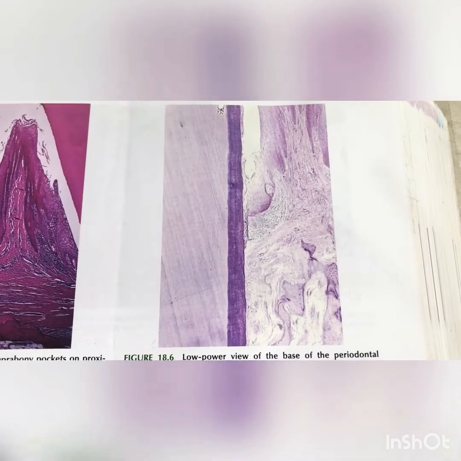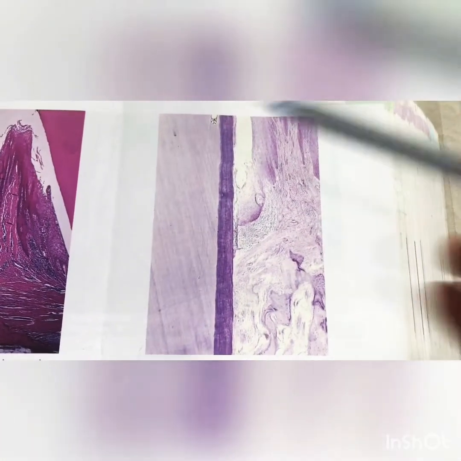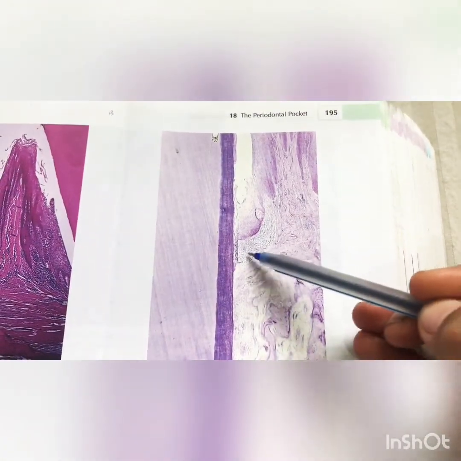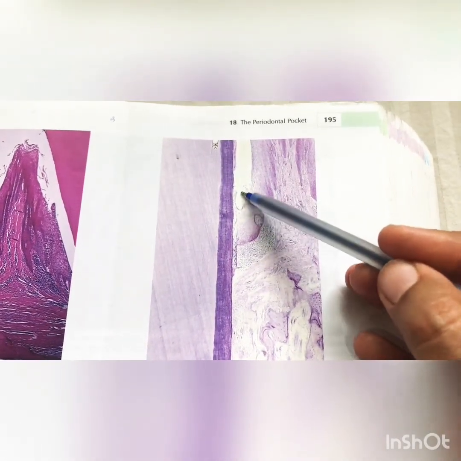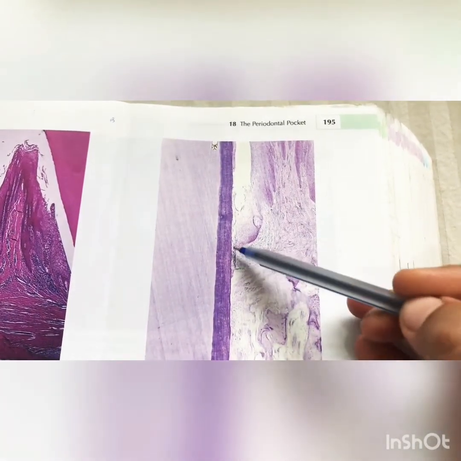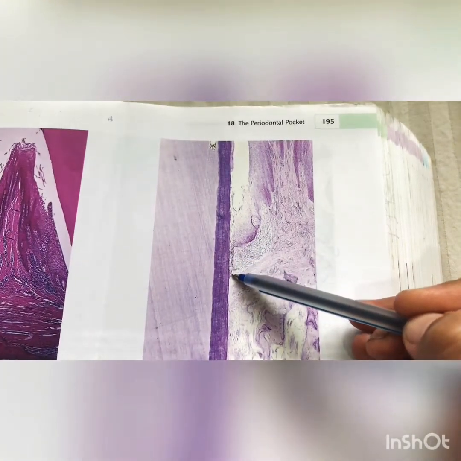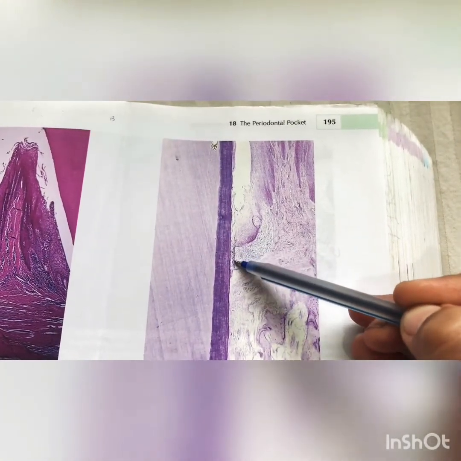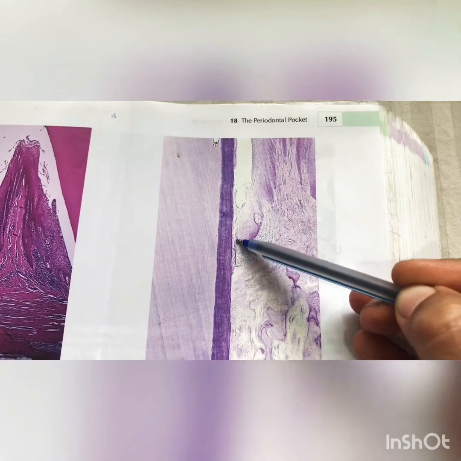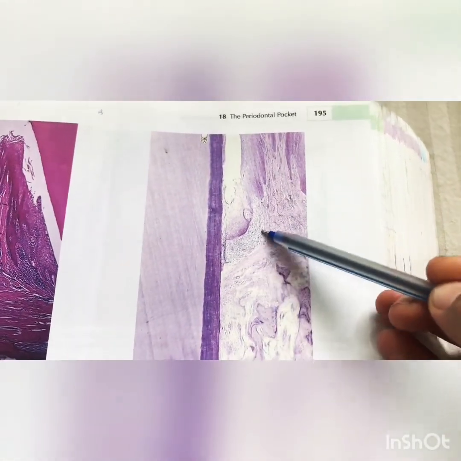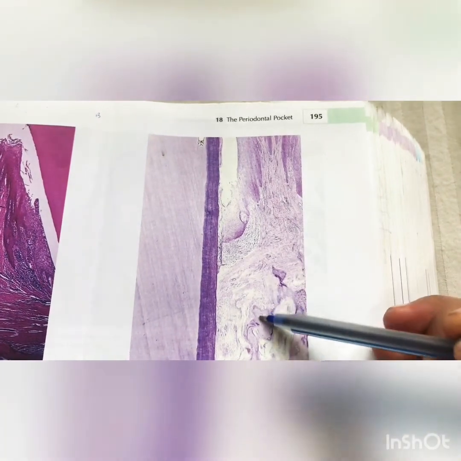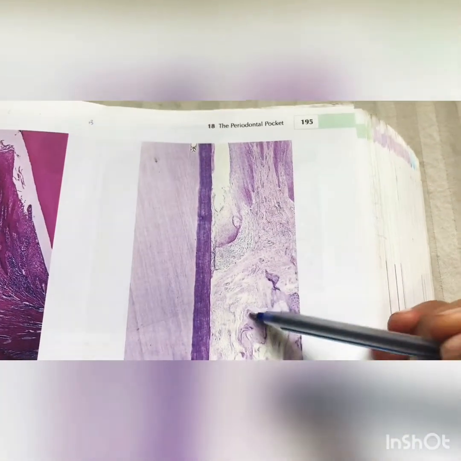This is a very beautiful histological picture in which one can appreciate the breakdown of collagen fibers just below the junctional epithelium. There should be PMNs present over here in the sulcus area, but one can appreciate the finger-like projection over here of your junctional epithelium. As you can see, there is a lot of cellular and fluid infiltration into the connective tissue.